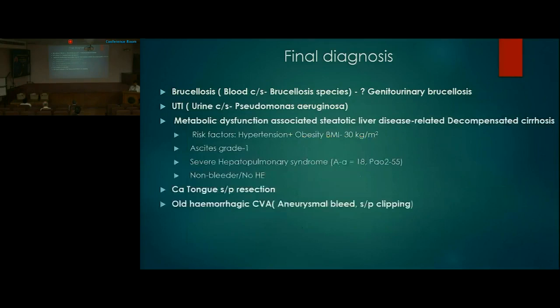Metabolic dysfunction associated steatotic liver disease related decompensated cirrhosis, the risk factors being hypertension and obesity, with grade 1 ascites and severe hepatopulmonary syndrome. Non-bleeder, no history of HE. Carcinoma tongue status post resection, old hemorrhagic CVA, aneurysmal bleed, status post clipping.